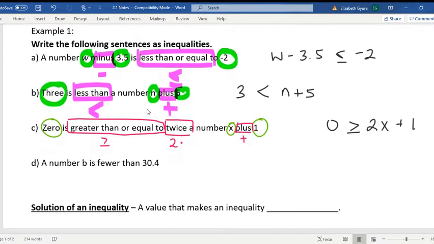And then last one, a number b is fewer than 30.4. Jake Sanders, what's an important number in part D?